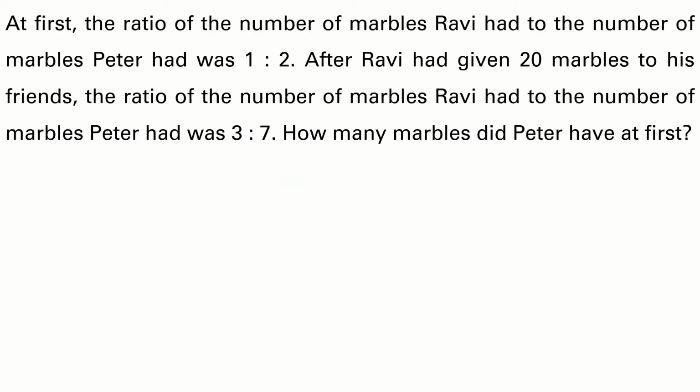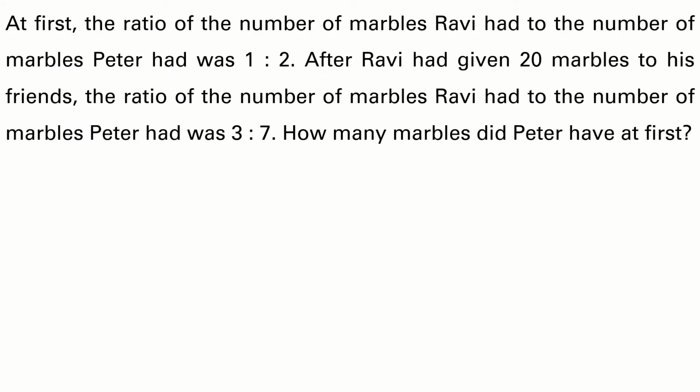At first, the ratio of the number of marbles Ravi had to the number of marbles Peter had was 1:2. After Ravi had given 20 marbles to his friends, the ratio of the number of marbles Ravi had to the number of marbles Peter had was 3:7. How many marbles did Peter have at first?